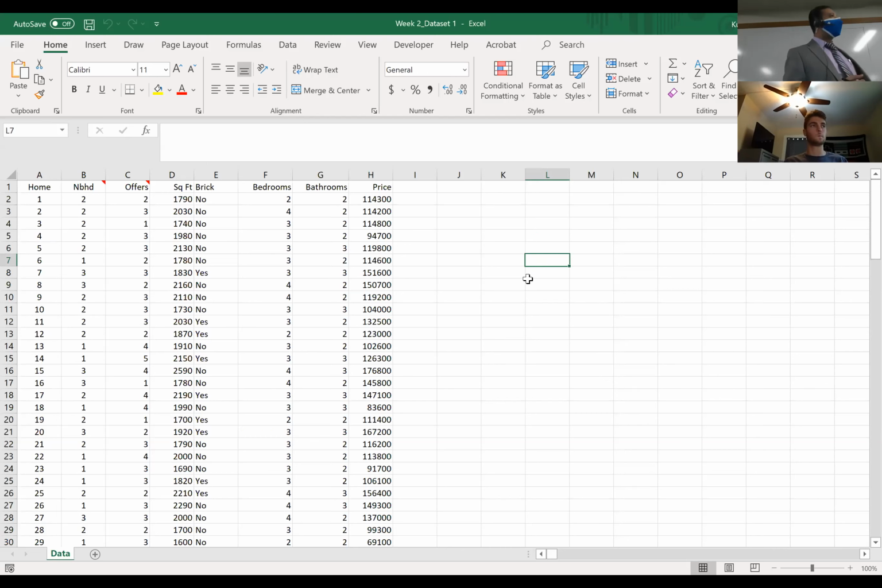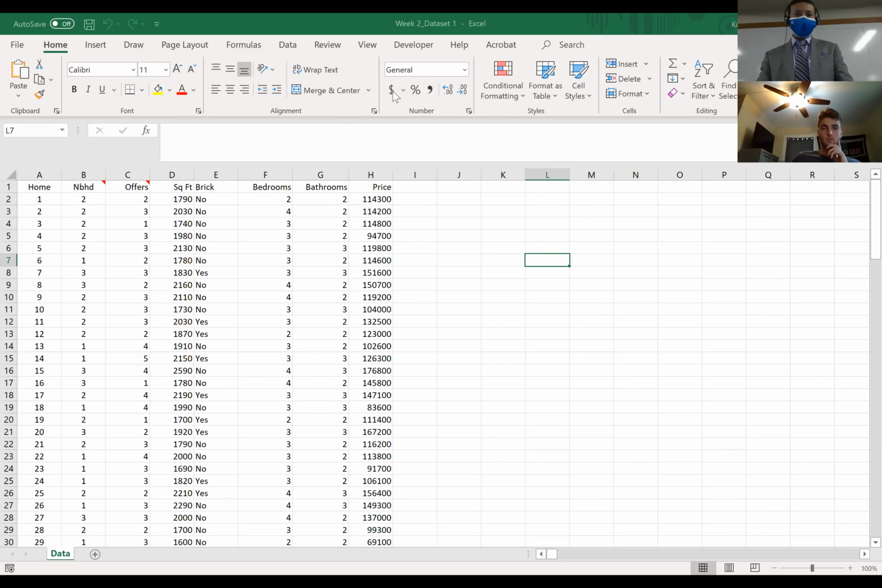So I have nothing else offered to you. I have just a bunch of home listings in a certain city that has some specific variables here. Okay, so this is neighborhood. There are 3 different neighborhoods that may have some different kind of homes in there. I have offers, and again, number of offers that a certain home has received. I have square footage. I have data on whether the home is a brick house or not. Okay, I have number of bedrooms in the house, number of bathrooms in the house, and of course I have the price of the house. Okay, so that is my underlying data.